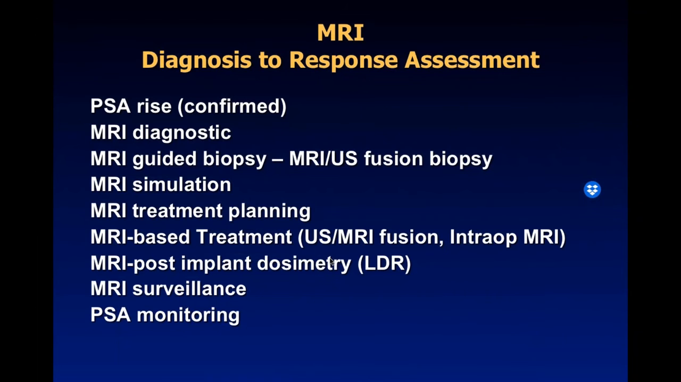So from diagnosis to response assessment, MRI is now utilized in every step of the process. A PSA rise is confirmed, MRI is used to diagnose, biopsy is utilized.